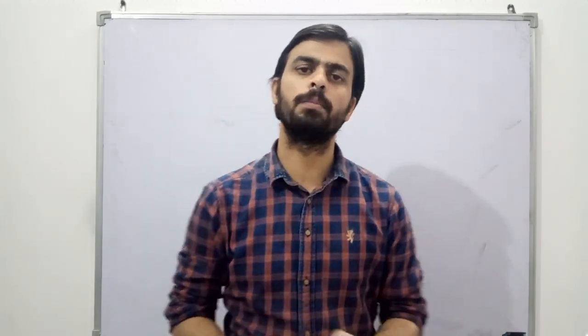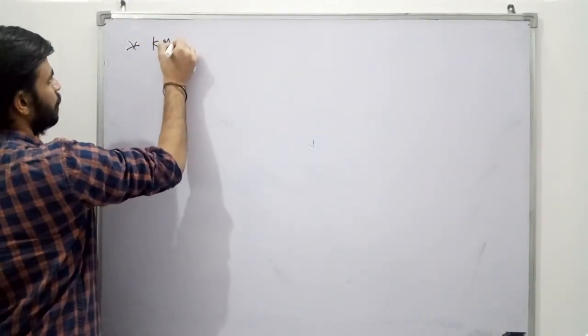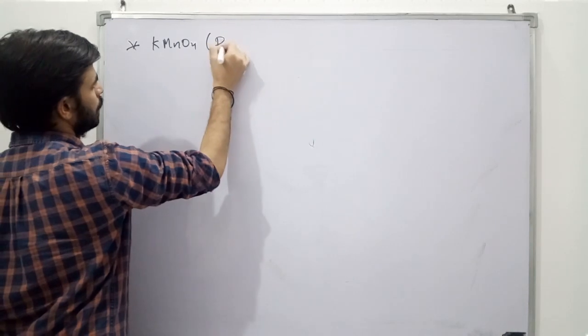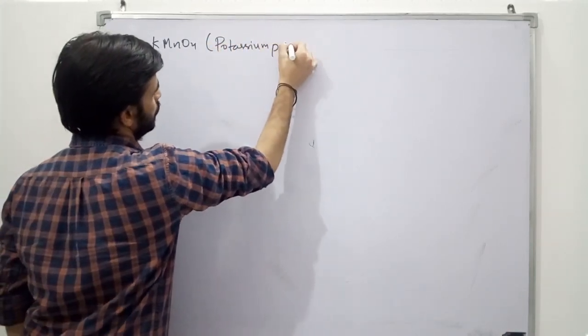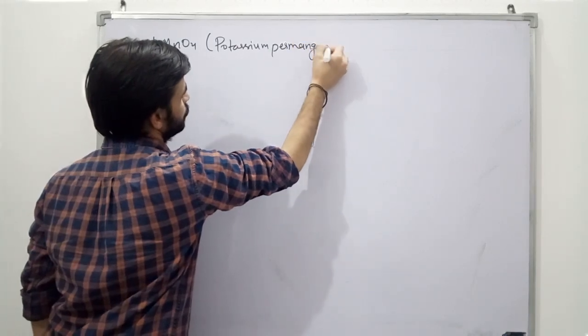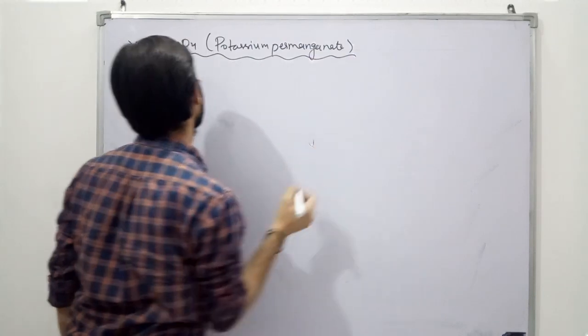In today's video, we are going to discuss potassium permanganate. So let's start with potassium permanganate, having formula KMnO4. So let's start with the preparation of potassium permanganate.